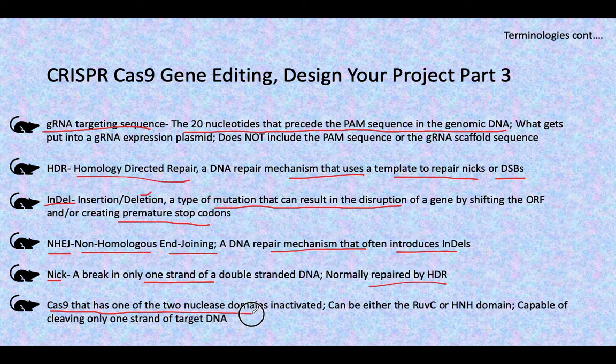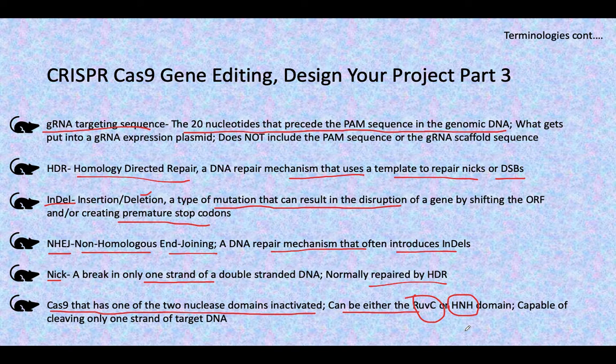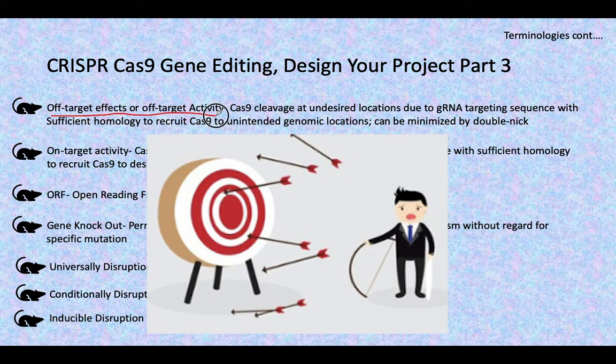Cas9 that has one of the two nuclease domains inactivated can be either RuvC, this is one endonuclease domain, or HNH domain, this is another endonuclease domain. So if one of these domains is deactivated, that Cas9 will make a single cut on that double-stranded DNA. Off-target effects means, because the genome of that organism is very big.